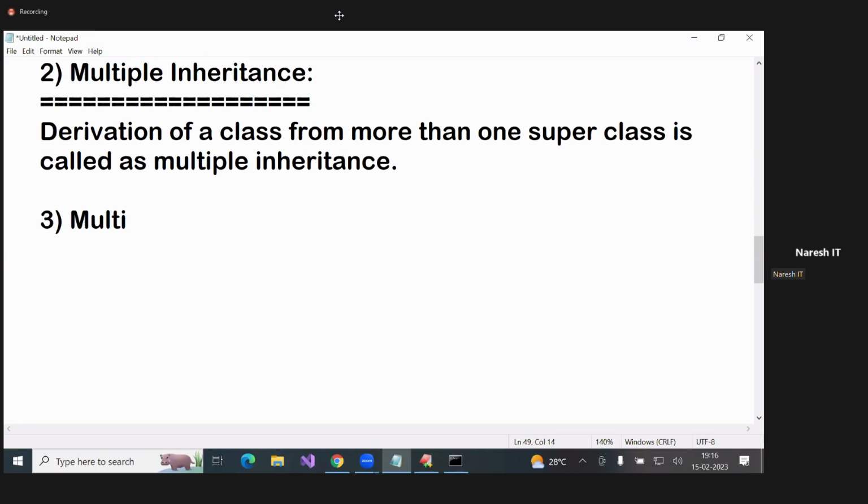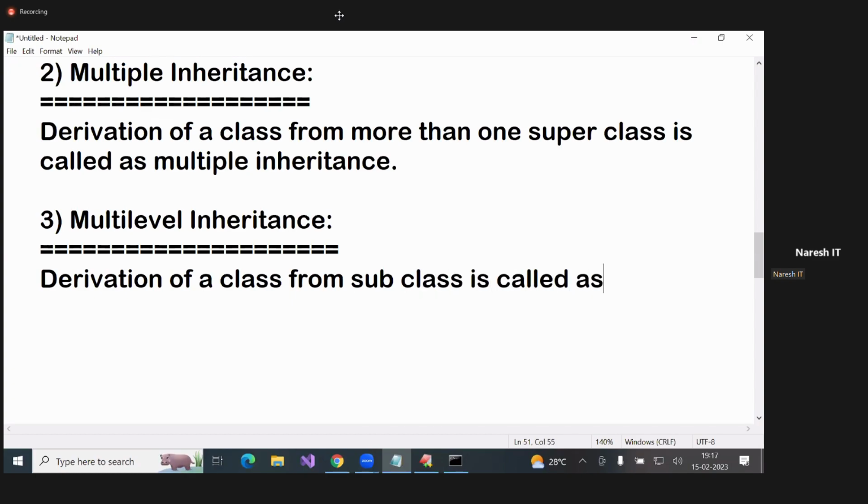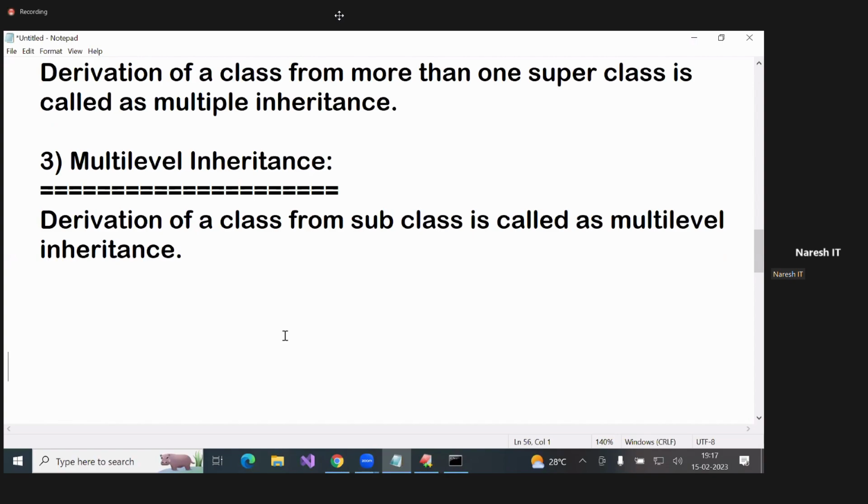Multi-level inheritance. Derivation of a class from a subclass is called multi-level inheritance.